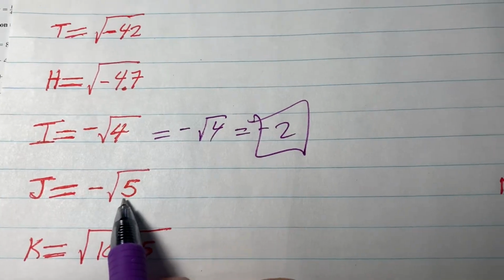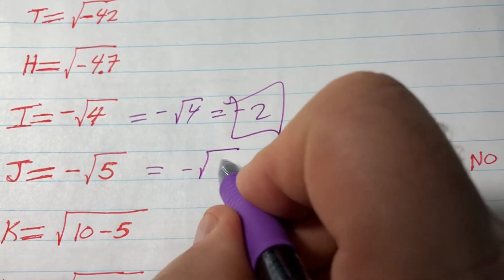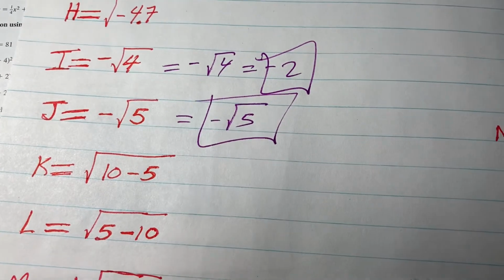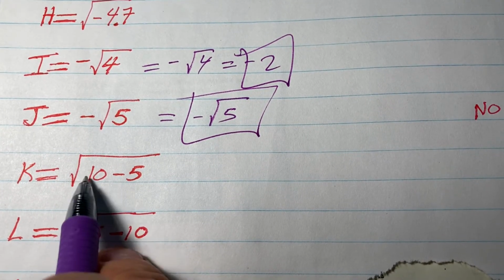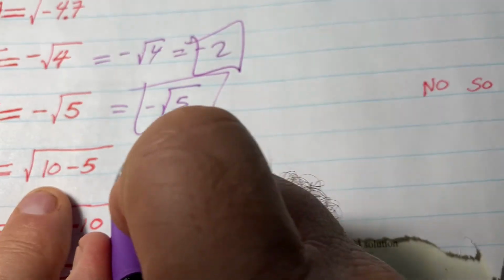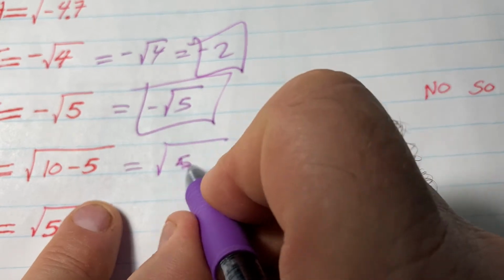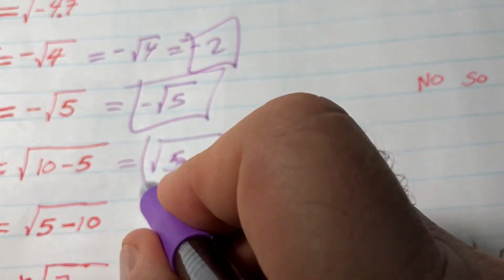What's this answer right here? That answer is no, this is negative square root of 5. That cannot be simplified. What about this one? Oh, there's a negative inside the square root. I mean, no, we got to simplify it first. 10 minus 5 is 5. Okay, and you cannot simplify that anymore, so that is the exact answer.